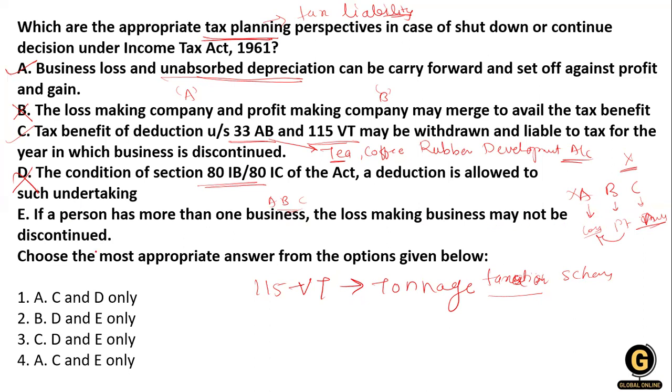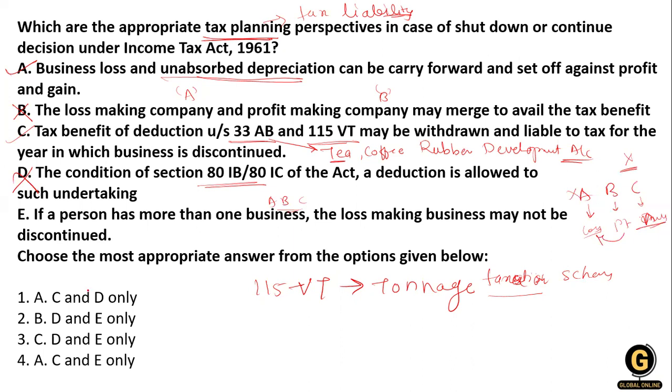So this is also true. This is also a part of tax planning. We do not need to discontinue our business if we have more than one business. If we are making a profit in one company, we can continue, and we can set off the loss from the other company.